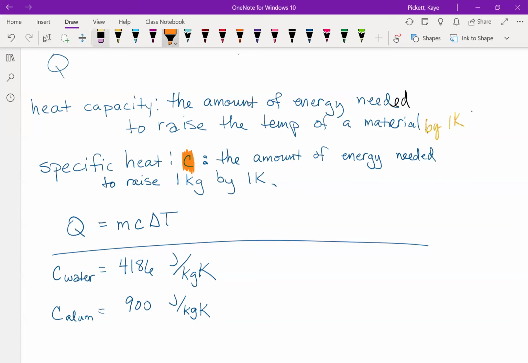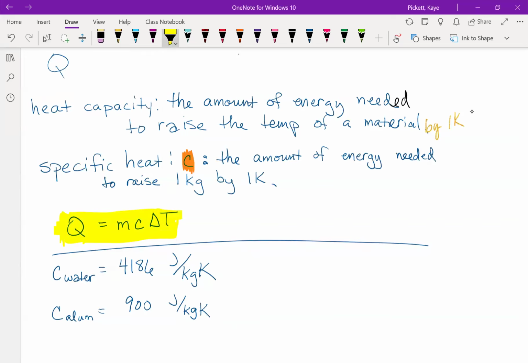The equation that we will be using overall is this one right here, and it's Q, that's the heat, and that's the mass of the object times its specific heat times its change of temperature. So what we have is our specific heat and change of temperature and the mass, and there's the heat.